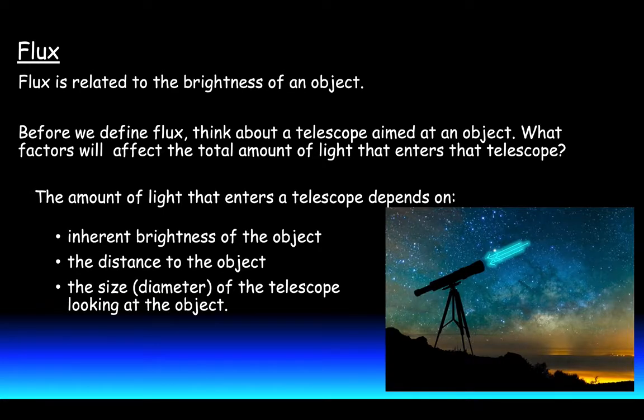Also, the size of our telescope will affect the amount of light that enters the telescope. If I have a telescope that is 2 inches across, I could collect so many particles of light per second. But if I have a telescope that is 300 feet across, I could collect a lot more light with my telescope, just because my telescope is so ginormous.